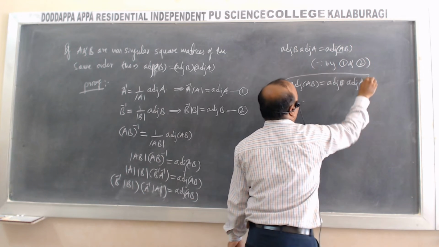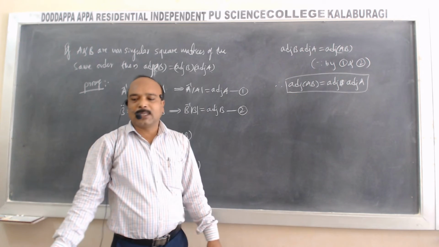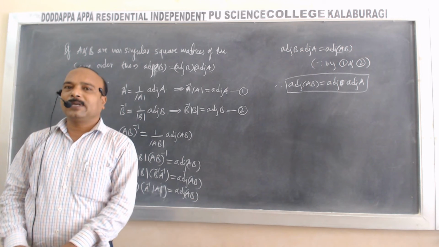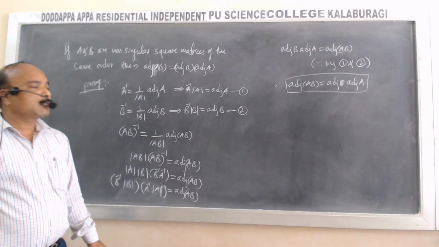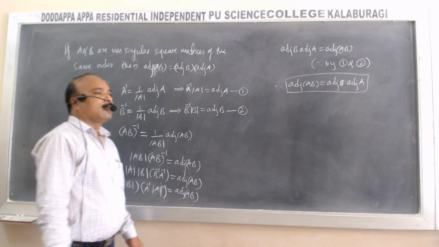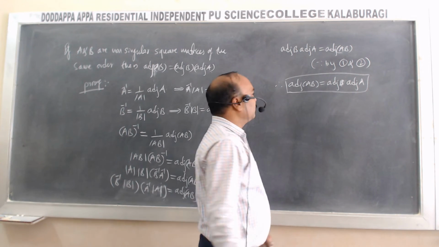So this is proof of the result by using the help of inverse of a square matrix and the sum of the results on inverse of the square matrix. Like that we prove the result. Now we go through one example.